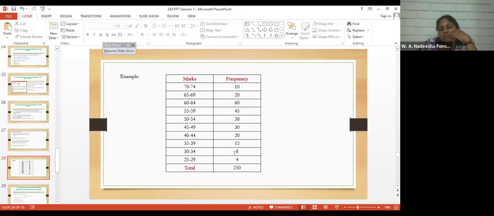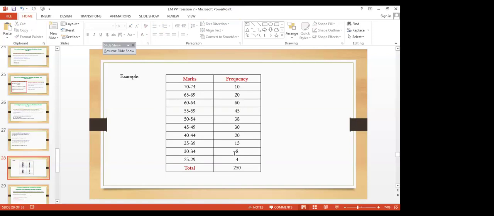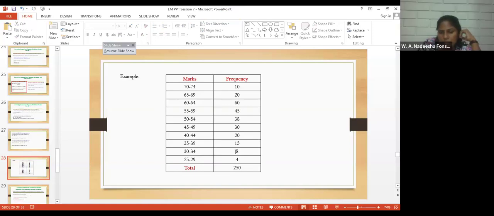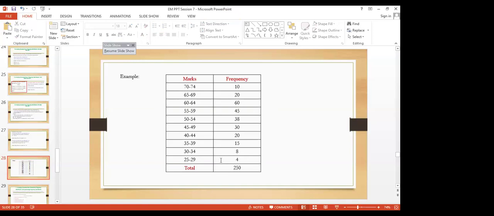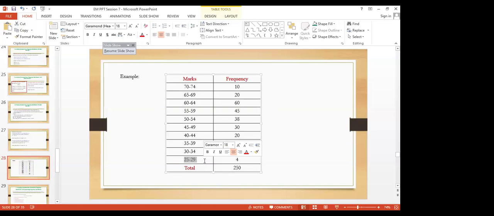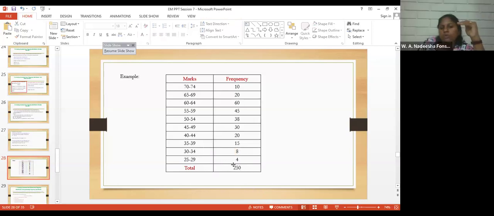By looking at this, what is the range in which most of the students obtained marks? 60 to 64. Very good. Then the lowest number of students obtained 25 to 29. Yes, very good. Likewise, by looking at this type of table, we can grab some information. The total number of students here is 250.